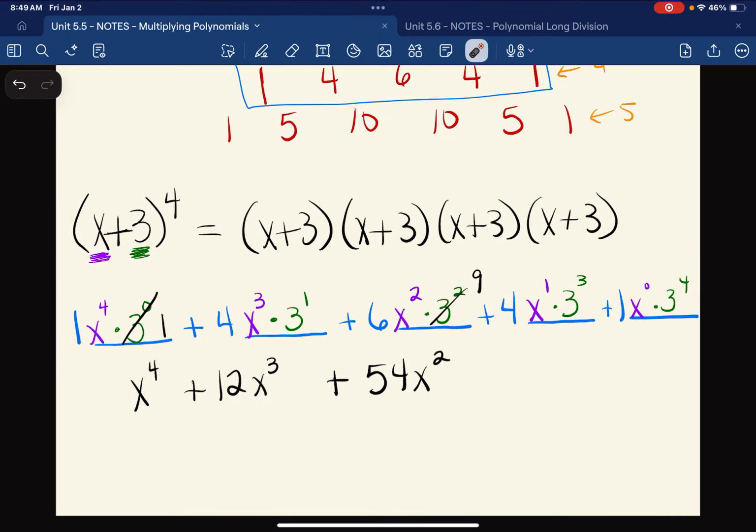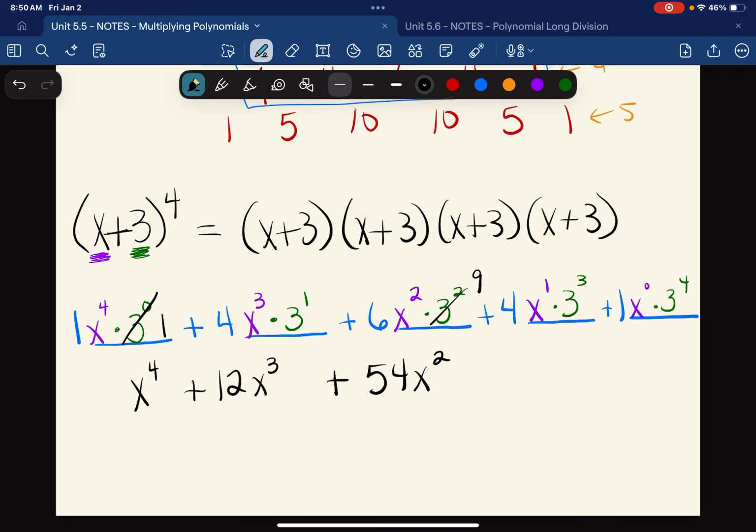All right? Our next term is 4 times x to the first times 3 cubed. Well, 3 cubed means 3 times 3, which is 9, times 3 is 27. Well, what is 4 times 27? So let's do 27 times 4. That gives us 28, carry your 2. It's 108. So plus 108x to the first power, or just x. And then this very last term, 3 to the fourth, ... x to the 0 power, again, is just the number 1.